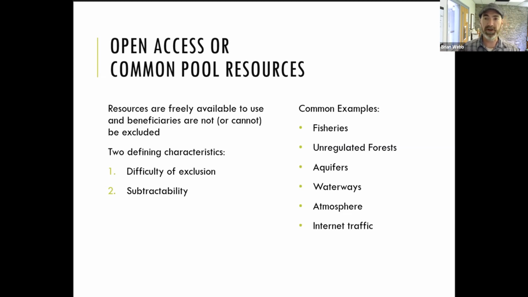Aquifers, large expanses of water underground. Anyone can tap into that and pull all the water they want from it. Waterways, water pollution, the atmosphere. Think of the skies as an open access resource. Any company can dump their pollution into the sky and everybody suffers from air pollution or from carbon emissions, but there's no way to effectively prevent people from dumping their pollution into this open access resource that's freely available. Or internet traffic, for example.